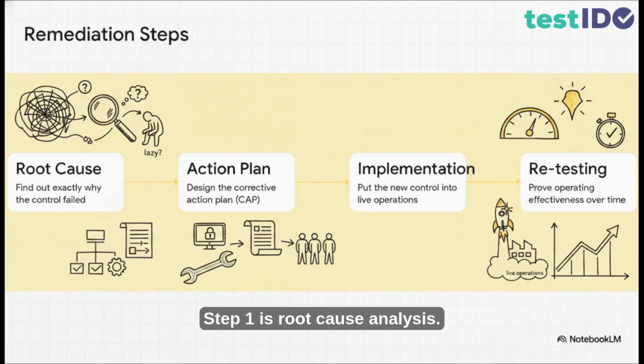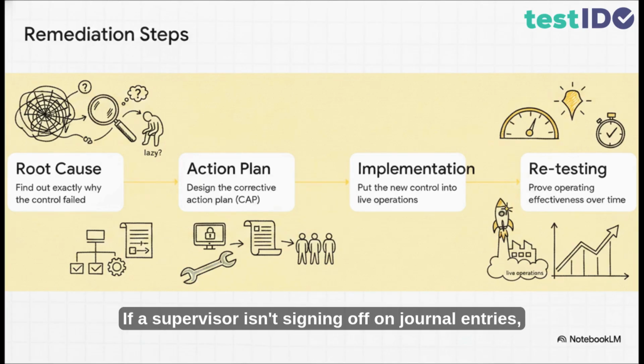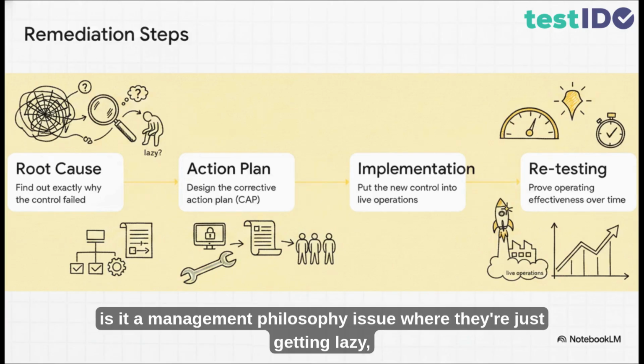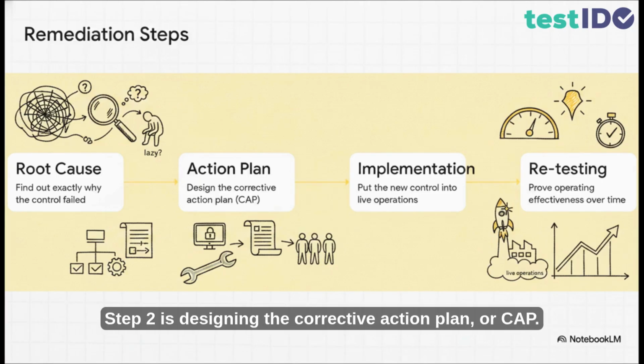Step 1 is root cause analysis. Don't just patch the symptom. Find out why the control failed. If a supervisor isn't signing off on journal entries, is it a management philosophy issue where they're just getting lazy, or are they completely overwhelmed by a poorly designed workflow? Step 2 is designing the corrective action plan, or CAP. This is where management designs the actual fix.